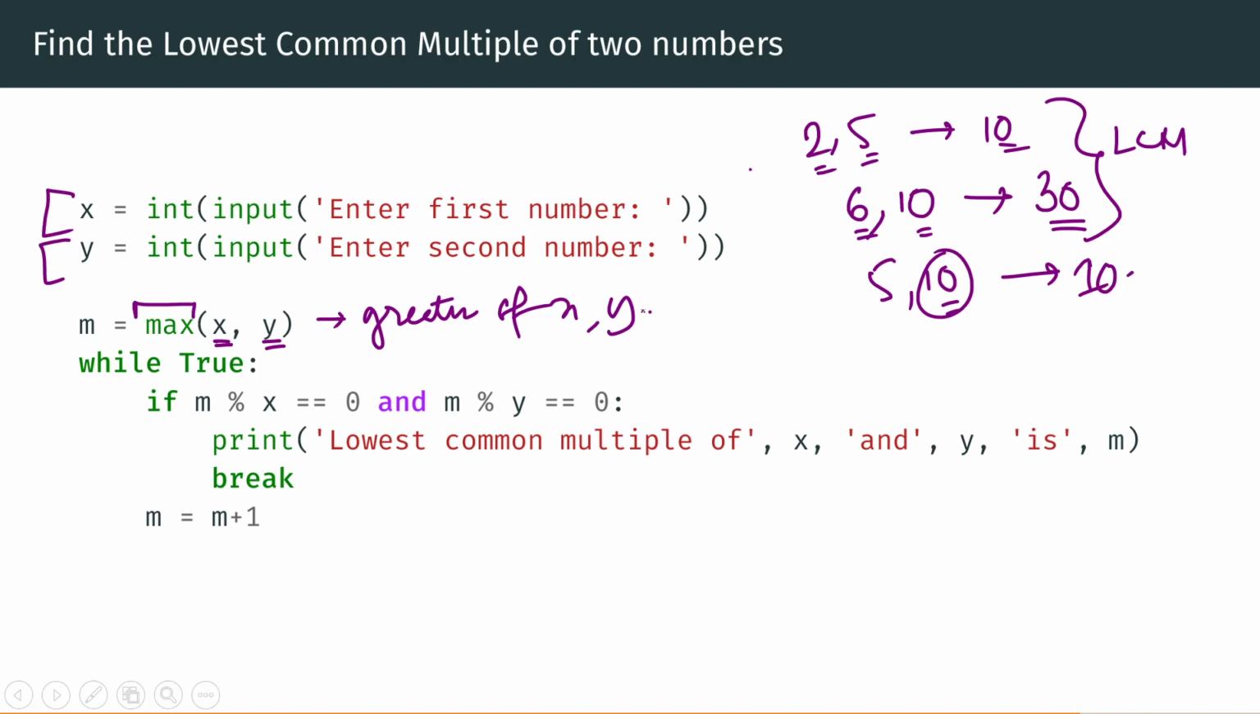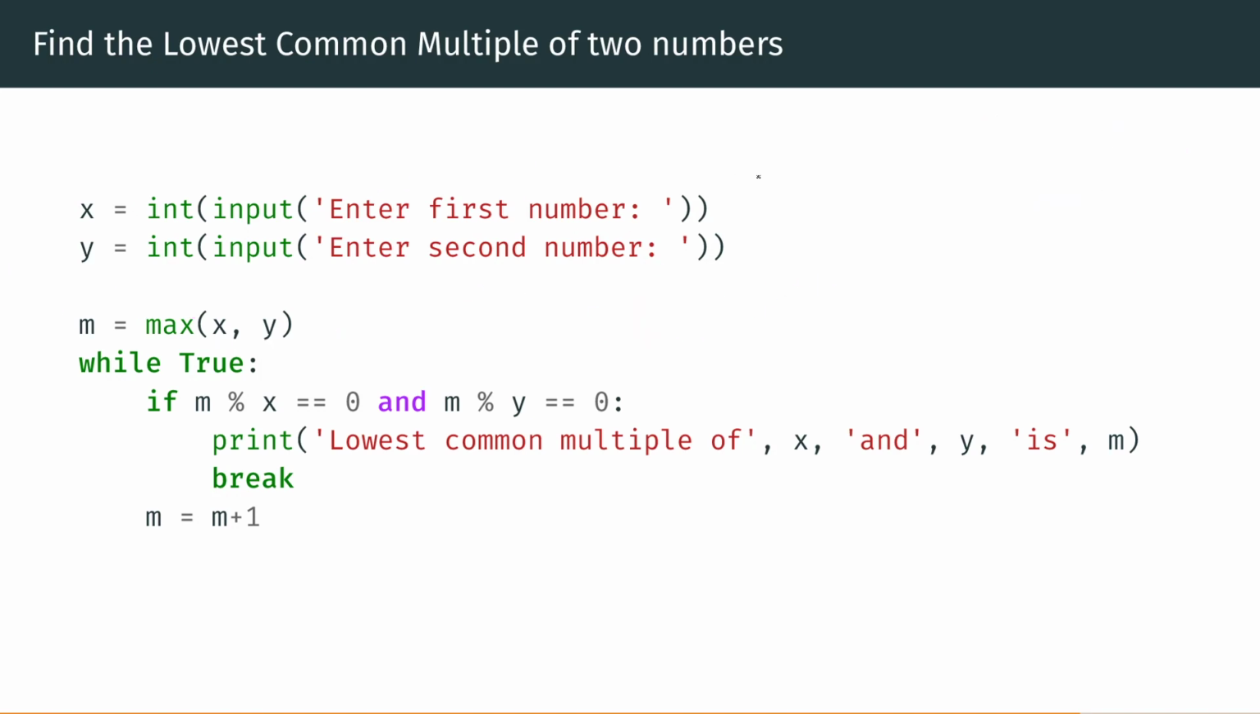So what we do is we start with M equals... you know what, let me get rid of this. So let's say the first number is 6, the second number is 10. So M equals max of X and Y, which is 10, right? We start with M equals 10. Now what we do is, while true, which is an infinite loop, we check the number M. Think of this as a guess. We are guessing what the answer is. We start with the guess 10.